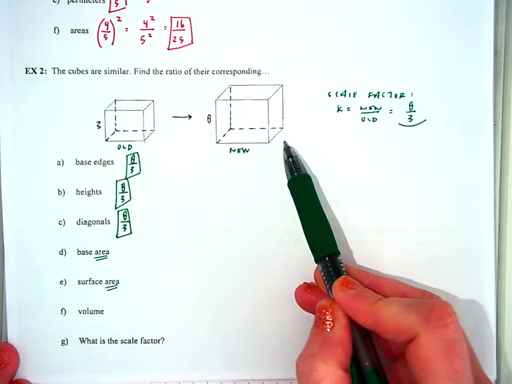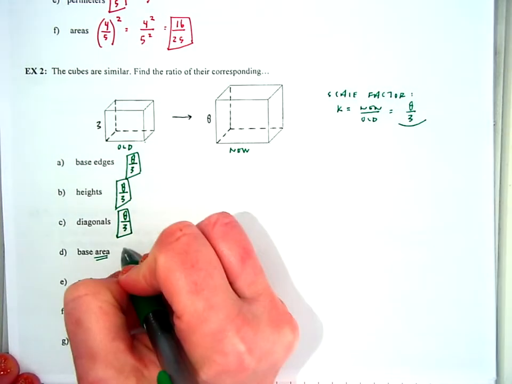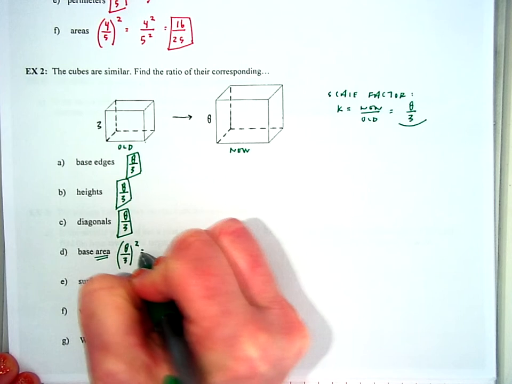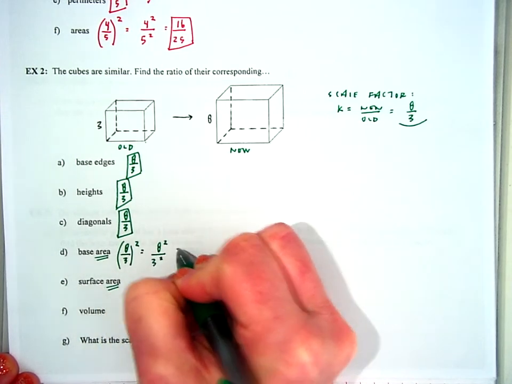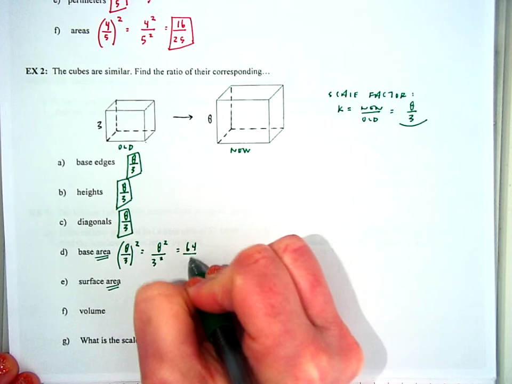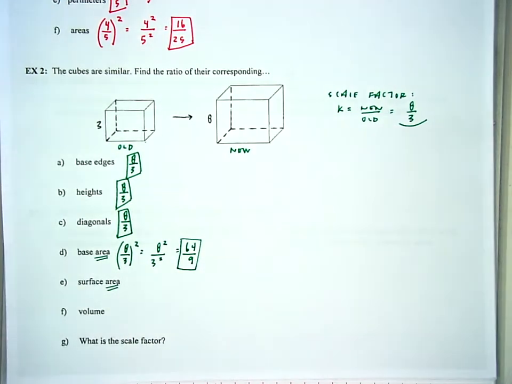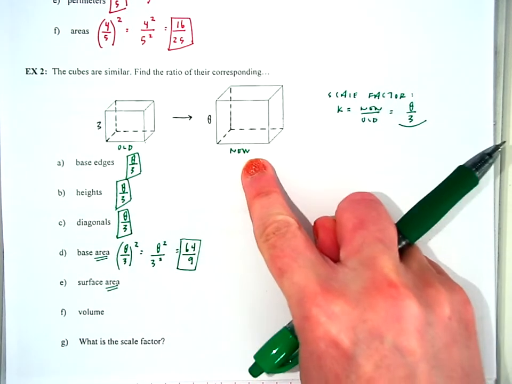But now base area, the key here is area. So base area, well, I could even solve it. My base area here would be 3 times 3. My base area here would be 8 times 8. So what's happening, we're squaring it. So we can see that we're just taking that 8/3, squaring it. 8 squared to 3 squared is 64/9.